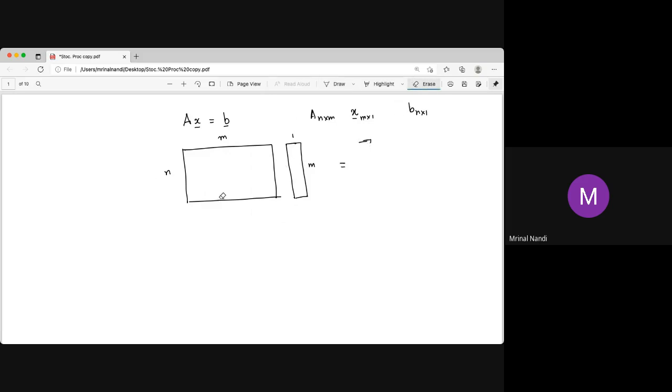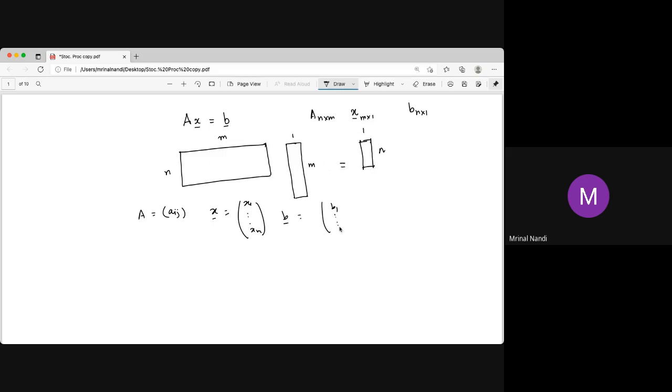So better I put, say m is large and n is a small thing, then n cross 1. So this is the basic format of a system of linear equations. What we can write in the form: if matrix A is Aij, then X is x1, x2, up to xm, and B is b1, b2, up to bn. We can write this system as a11 x1 plus a12 x2 and so on up to a1m xm is equal to b1. Similarly, there are other n equations. So here there are n equations and m variables.